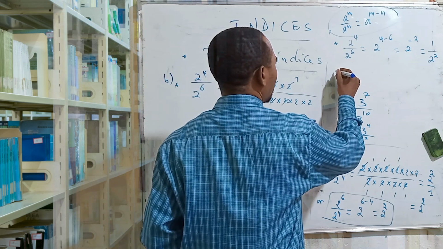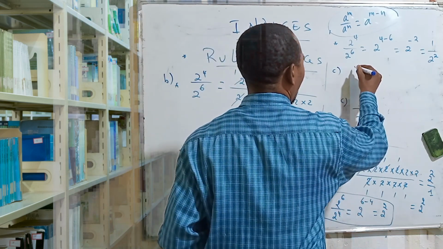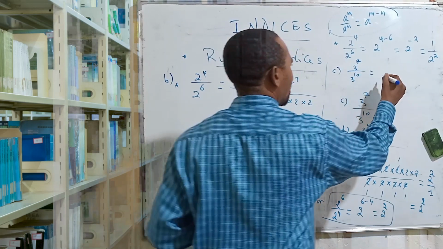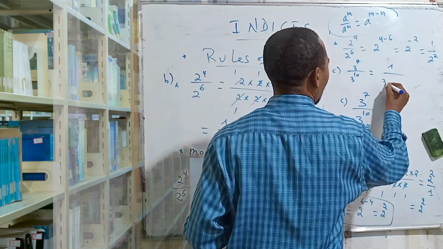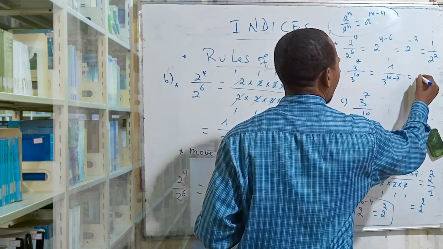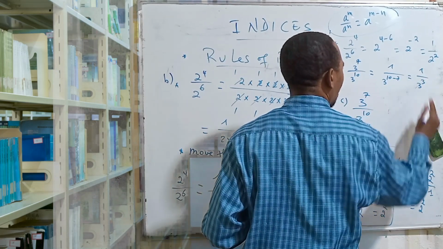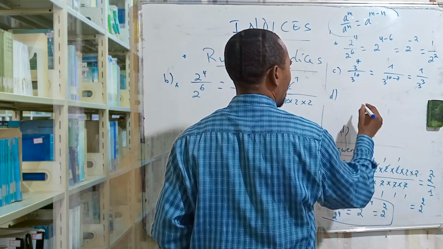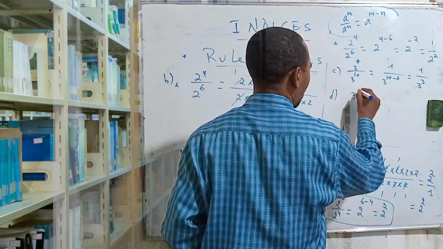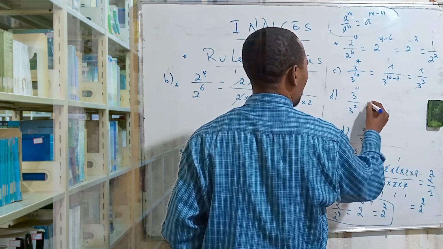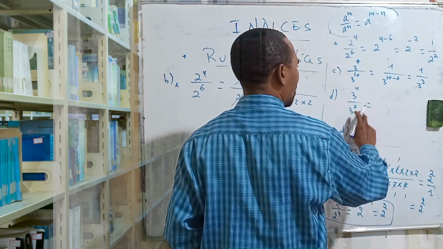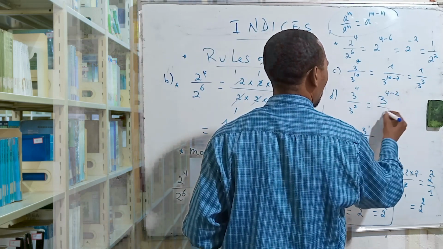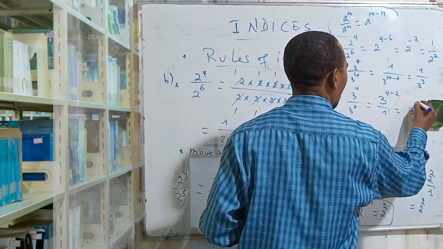See, when you have 3 power 7 over 3 power 10, simply this will be 1 over 3 power 10 minus 7, which is 3 power 3. Then in the last, 3 power 4 over 3 power 2. 2 is smaller than 4. I'll move it to the numerator. I get 3 power 4 minus 2 over 1, which is 3 power 2.